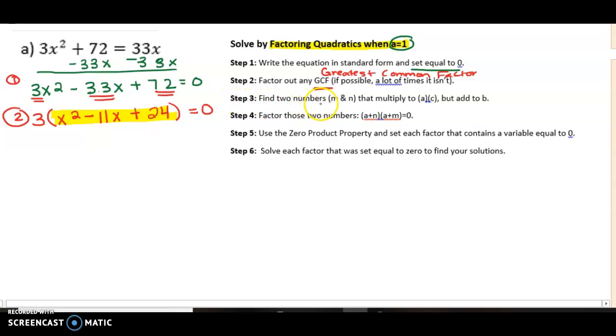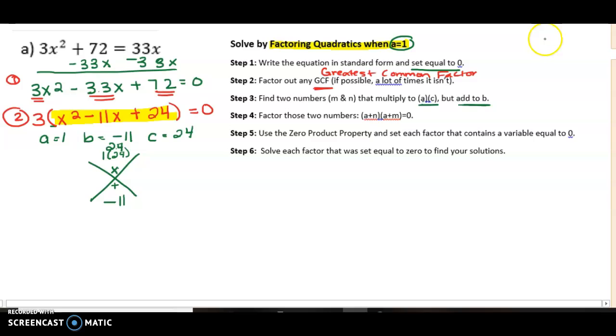So step 3, I want to find 2 numbers that multiply to A times C and add to B. Okay, so let's identify our A, our B, and our C. So our A is, if there's nothing in front, it's just a 1. Our B is negative 11, and our C is 24. Okay, I always write this in an X. So I want 2 numbers that when you multiply them, they equal A times C. So A is 1, C is 24. 1 times 24 is just 24. So they multiply to 24, and they add to B. So they add to B, which is negative 11.